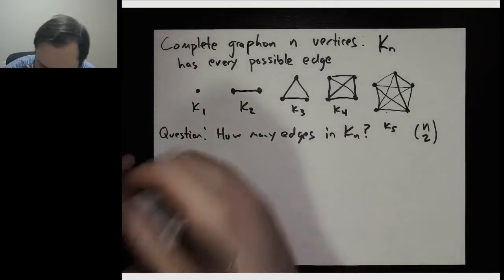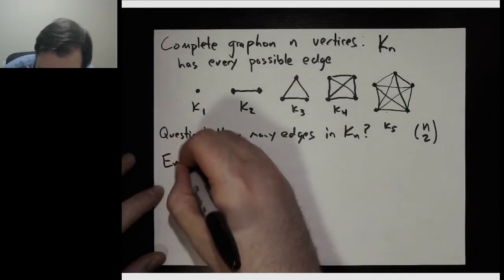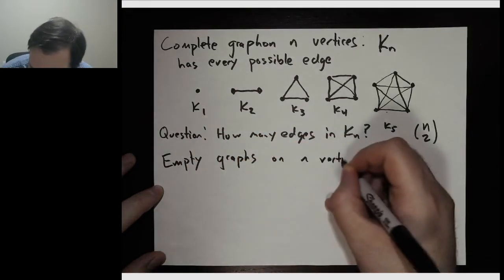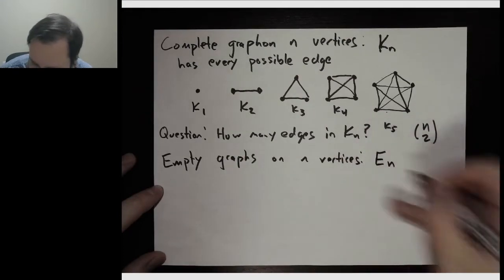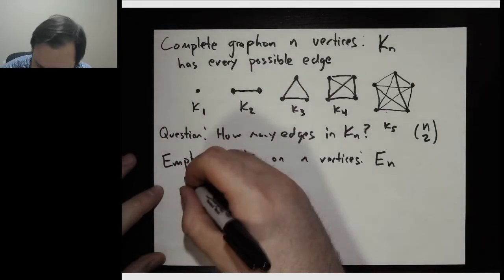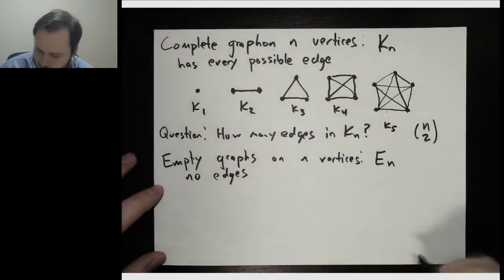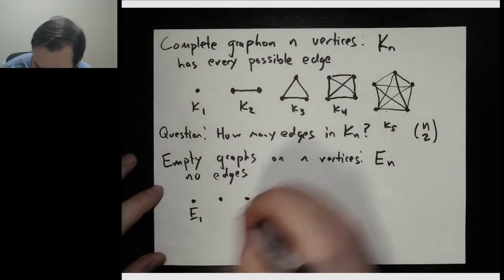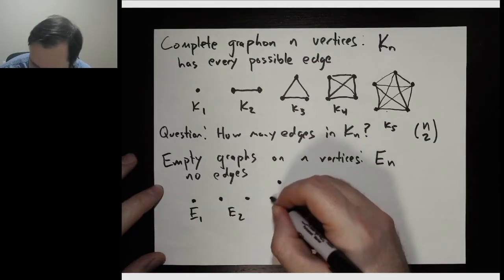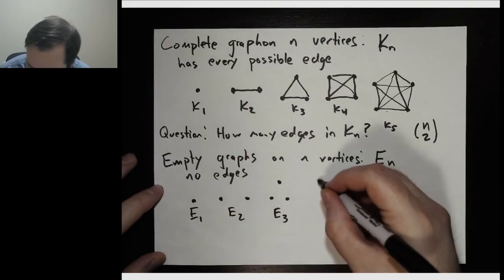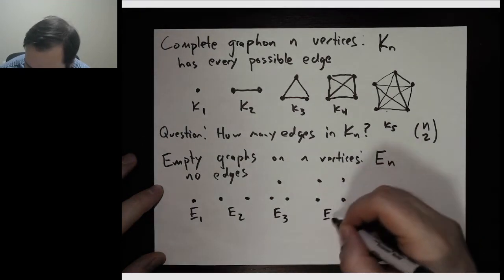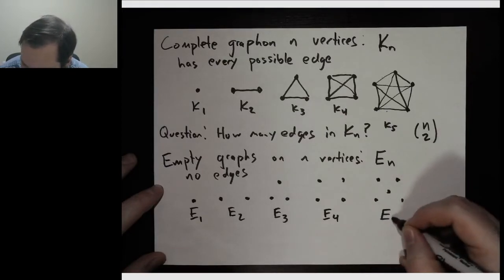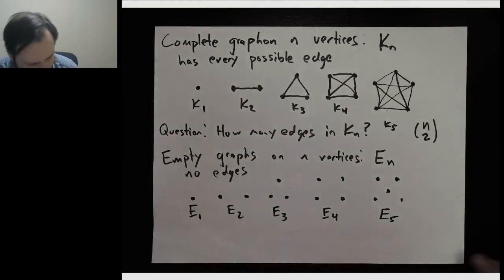Another family of graphs we'll talk about a lot are the empty graphs on n vertices. These are E sub n, and these are exactly what they sound like. No edges. So E1 looks the same as K1, but then E2 looks like this, and E3 looks like this, and E4 and E5. A little bit easier to draw. Okay.